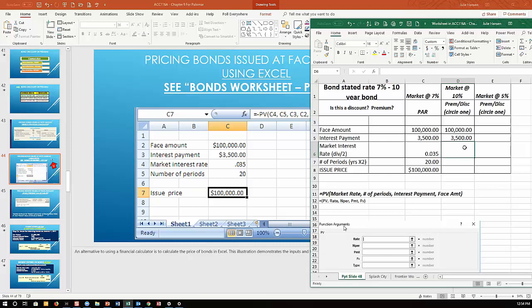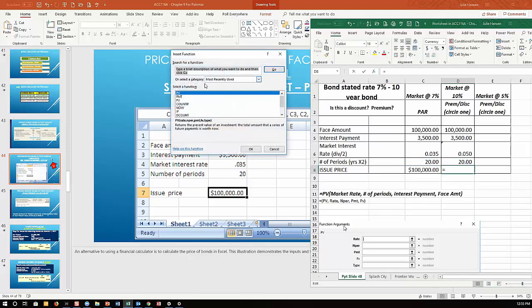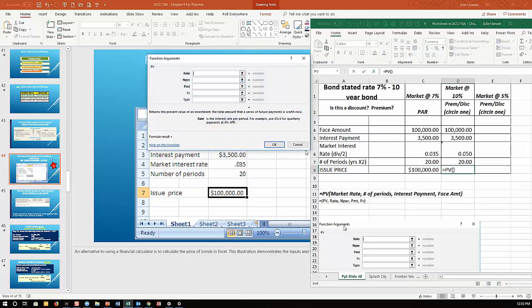So what's the market interest rate? It's 0.10, and then I'm going to divide that by 2. Why am I dividing that by 2? Because I pay it every 6 months. How many periods? Again, it's still 20 periods. But now what's the issue price? So here again, I'm going to use my PV function.